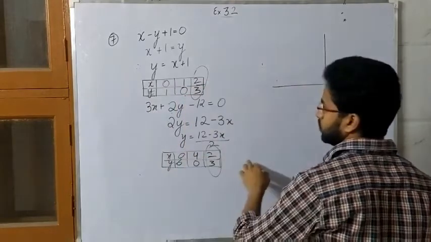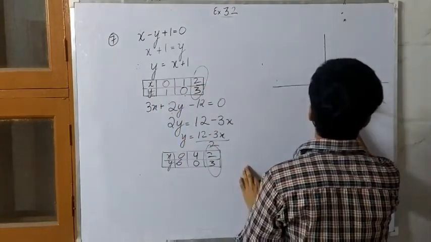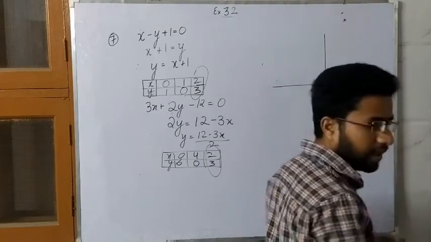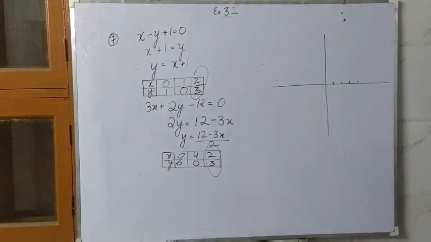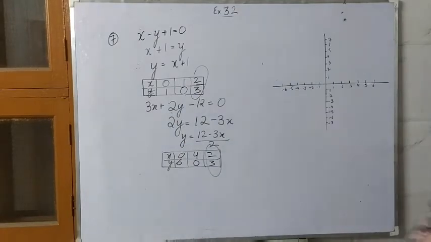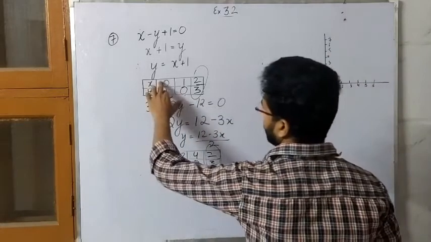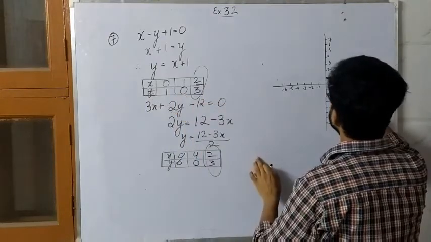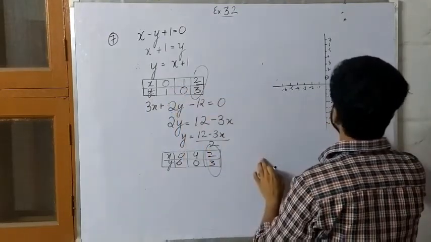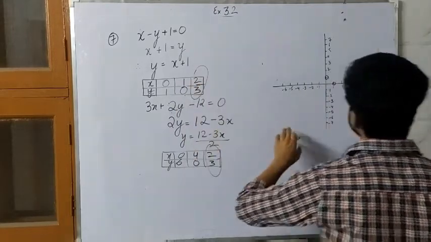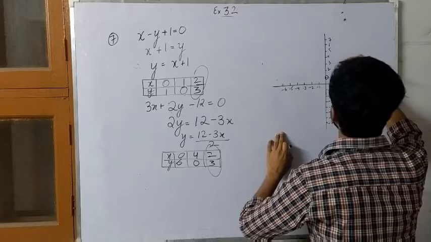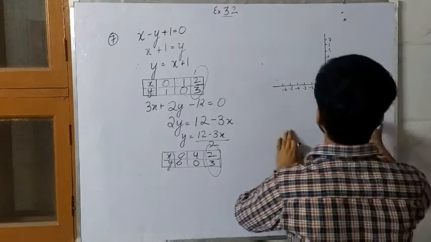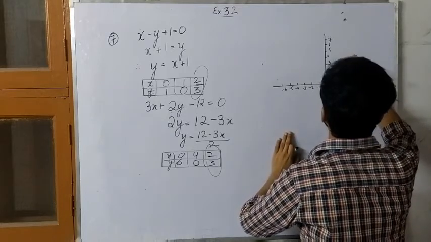So the maximum point on x is 2 and on y it is 6. So it will go like this: 1, 2, 3, 4, right? Okay. Now let's plot this point. X is 0 and y is 1, right? So this point will be on the y-axis. Second is 1, 0. So this point will be on the x-axis, and the point is 2, 3, right? So this point will be approximately here, where x is 2 and y is 3, right?